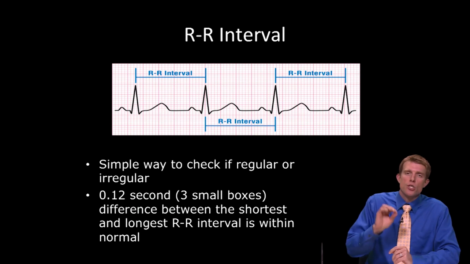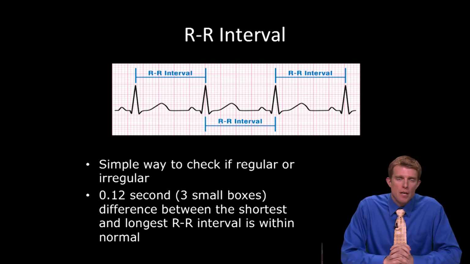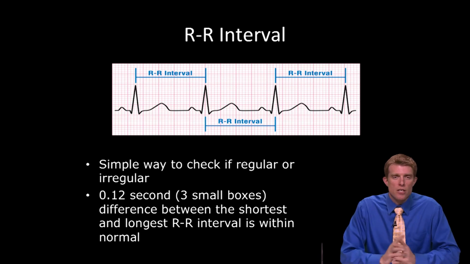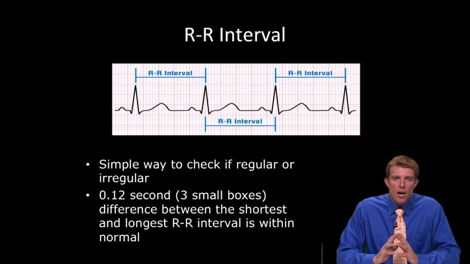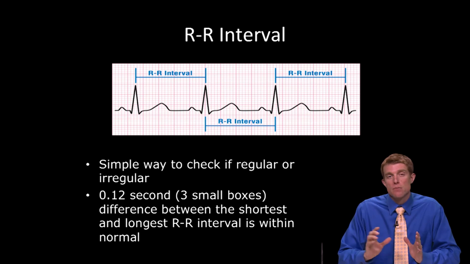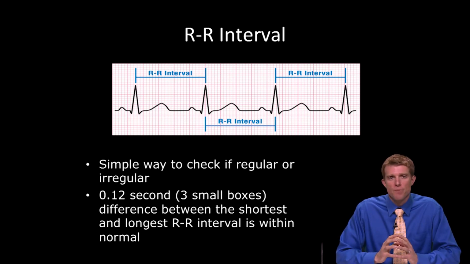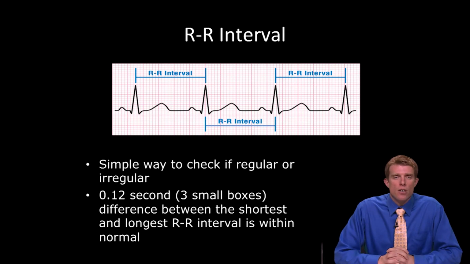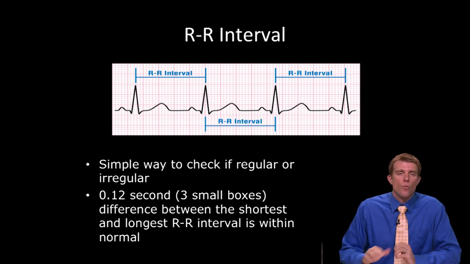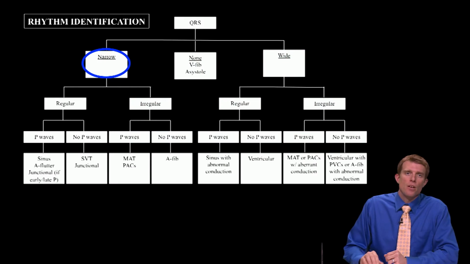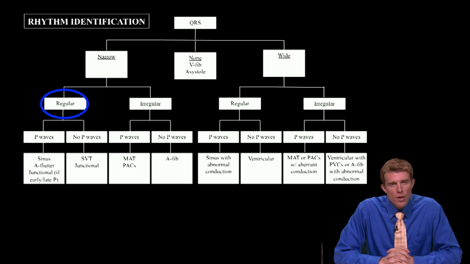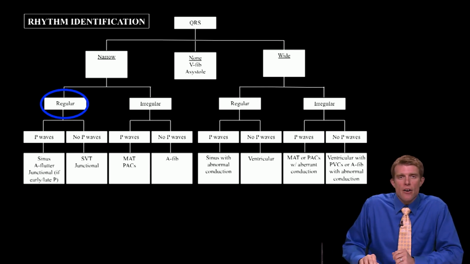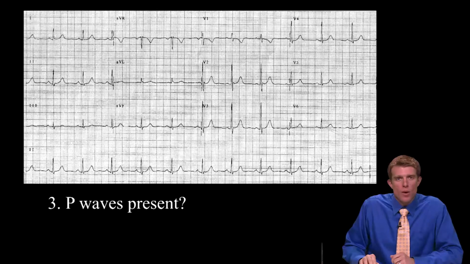Now we do allow for a small amount of fluctuation in the RR intervals and still would consider it regular. So if we have 120 milliseconds or 3 small boxes as the greatest difference between the largest RR interval and the smallest RR interval on an ECG, we would still say that that is a regular rhythm. So in this case, on our ECG, we decided it was regular. So we're now down to these subgroupings. And our next question, which is, are there P waves present?